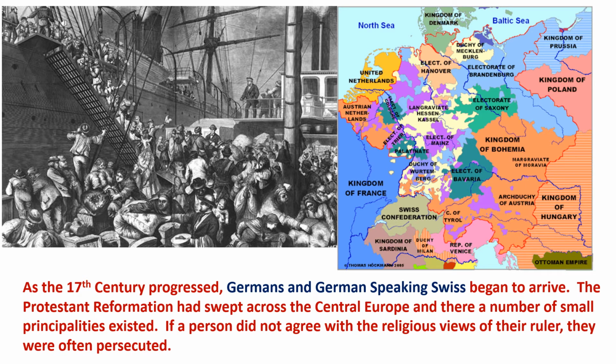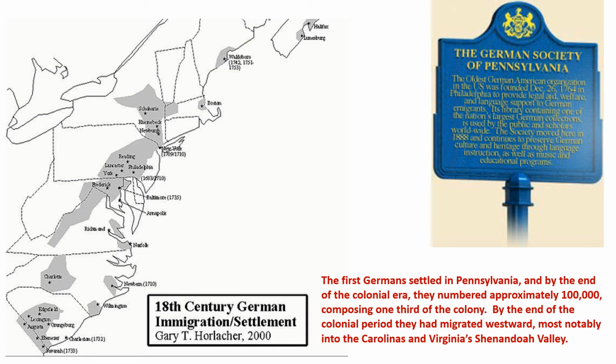As the 17th century progressed, German and German-speaking Swiss began to arrive. The Protestant Reformation had swept across Central Europe, and there were a number of small principalities existing. If a person didn't agree with the religious views of their particular ruler in their own principality, they were often persecuted. The first Germans settled in Pennsylvania, and by the end of the colonial era in the late 18th century, they numbered approximately 100,000, composing one-third of that colony. By the end of the colonial period, they had migrated westward, most notably in the Carolinas and Virginia's Shenandoah Valley.